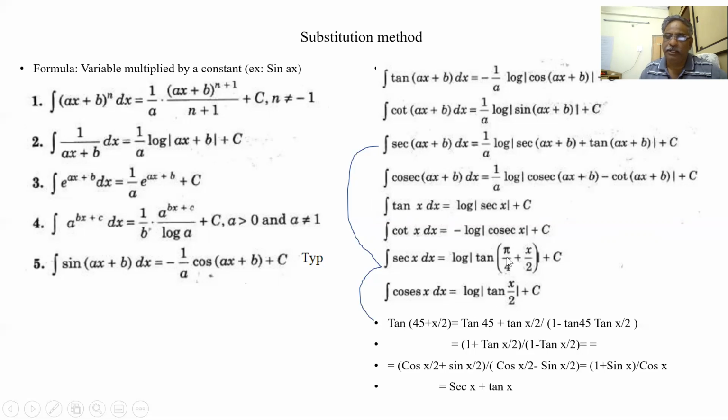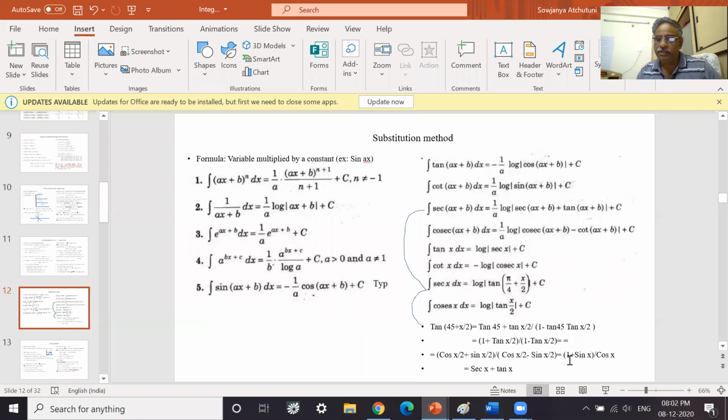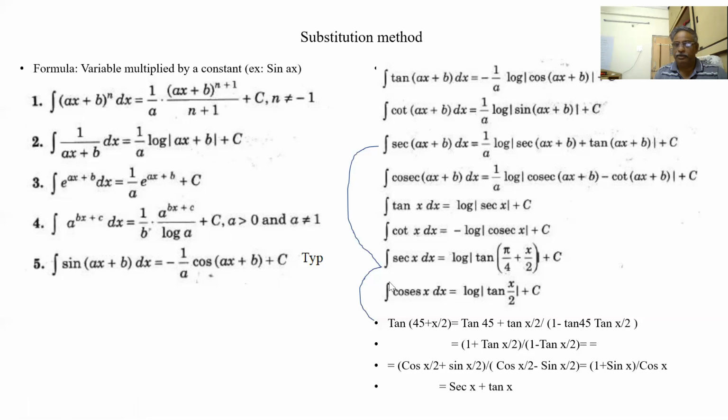You see, I am writing here tan 45 plus x by 2 is tan a plus tan b by 1 minus tan a tan b. So 1 plus tan x by 2 by 1 minus tan x by 2. When I simplify it, cos x by 2 plus sin x by 2 by cos x by 2 minus sin x by 2. That is 1 plus sin x by cos x. That means secant x plus tan x, same as secant x plus tan x. So this is only represented in a trigonometric form. So this is the explanation for these two. Similarly, we get tan x by 2.